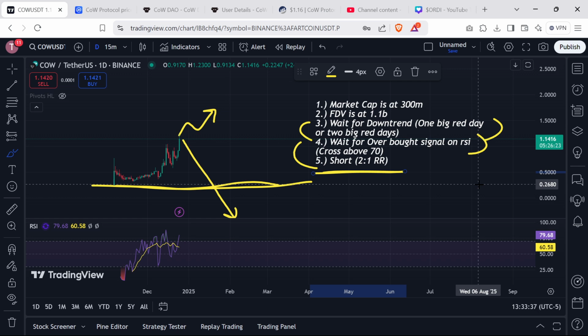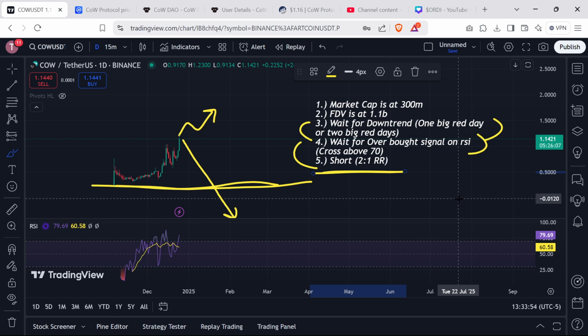All right, these coins eventually they have to go down. Why? Because people have to sell. They have to sell, they have to take profit, they have to take their money, and you will take your money along with them. So I hope that makes sense.